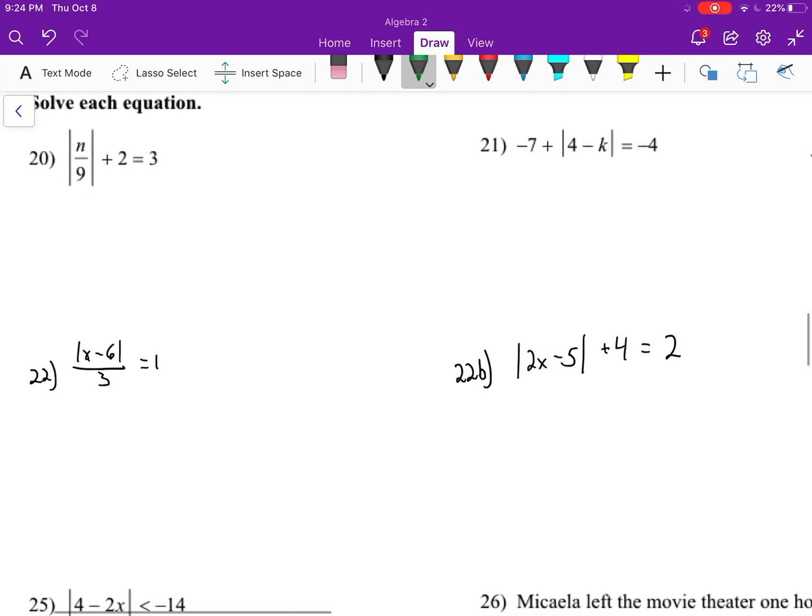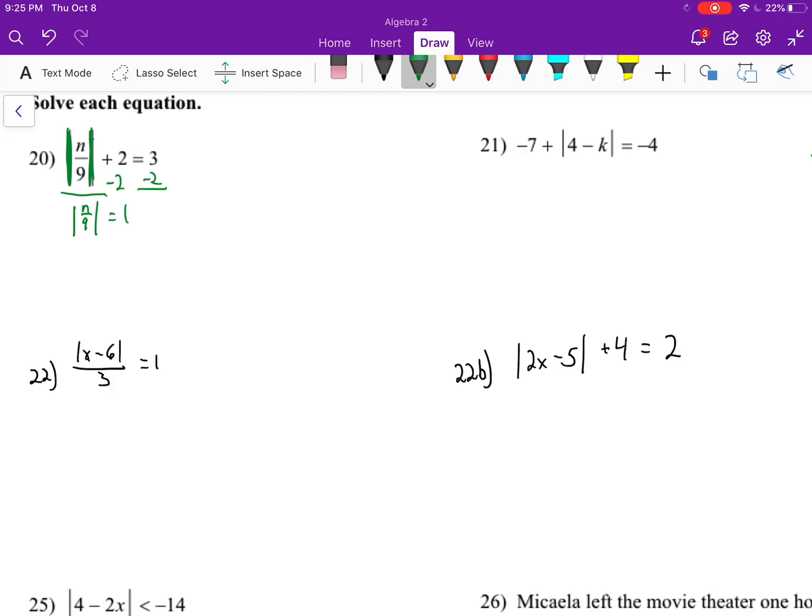So here we go, number 20. I know I just got rid of our steps, but you know what they say, hopefully. You want to isolate the absolute value. We do that. Here's the absolute value in these green lines right here. We want to get that by itself. So this plus 2 is in the way, so we subtract 2. And now we have the absolute value of n over 9 equals 1.